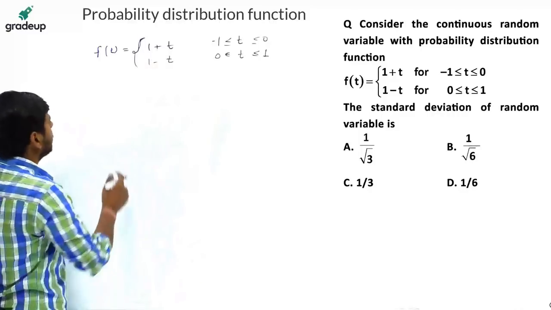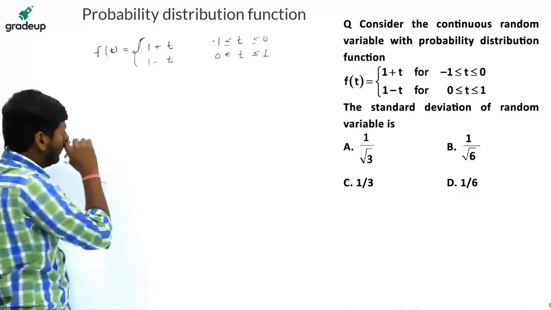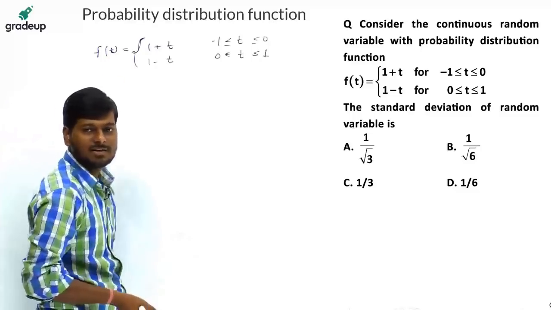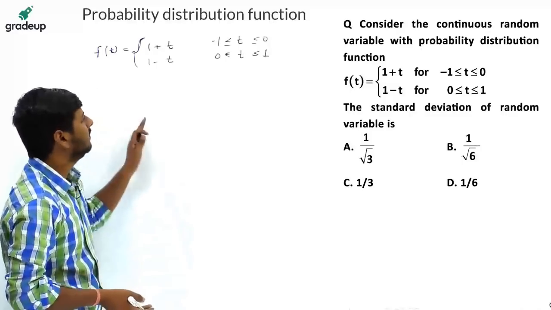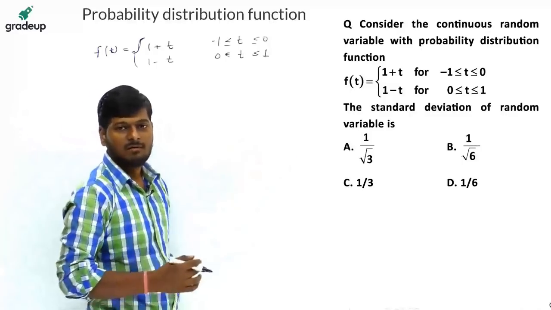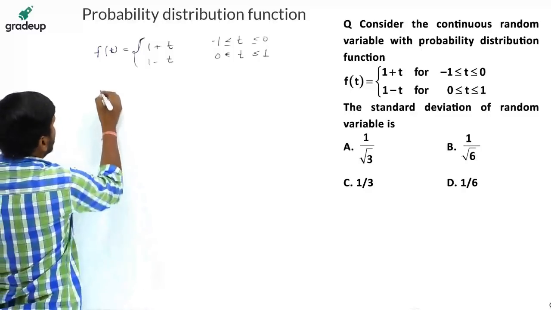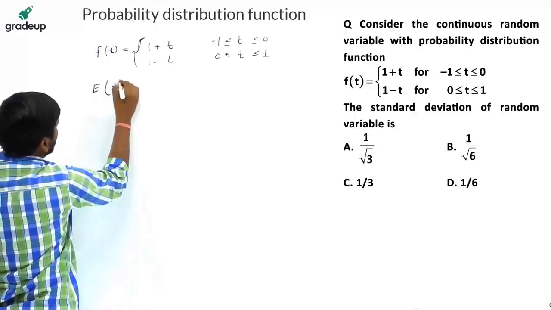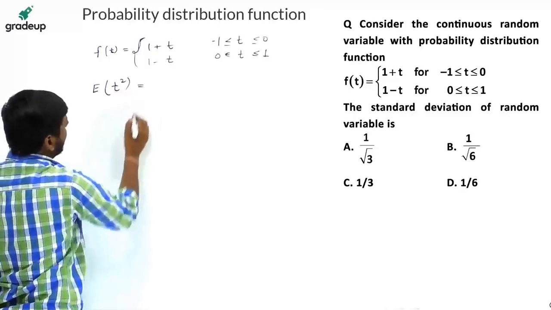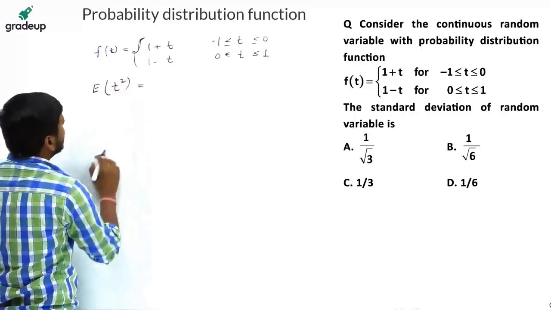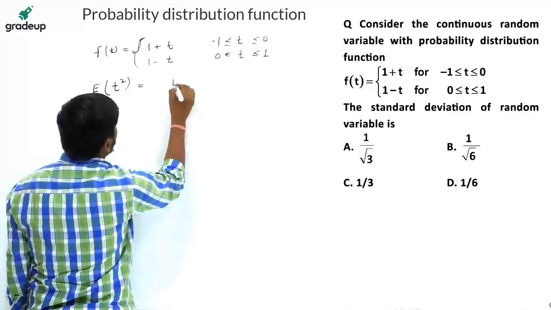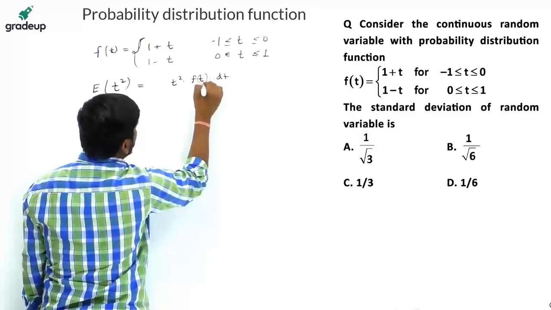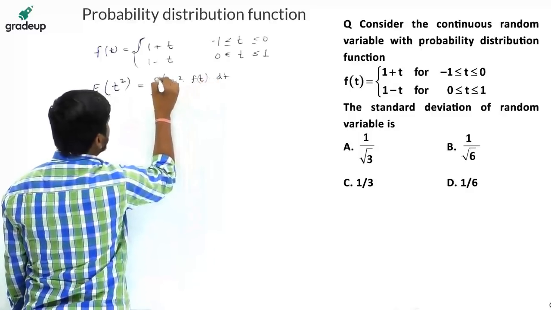Now how to find the standard deviation? First we have to find the variance, and then we will find the standard deviation. Standard deviation is just the square root of the variance. So how to find the variance? To find the variance, we first have to find E(t square). E(t square) is the integral of t square into f(t) dt, and integration is from minus infinity to infinity.